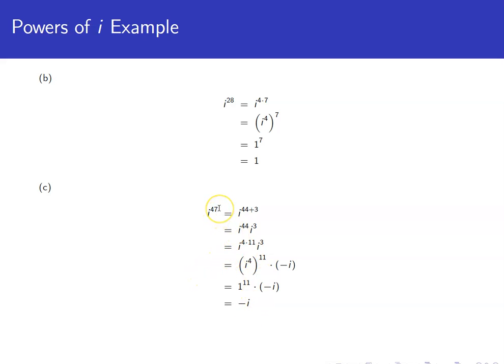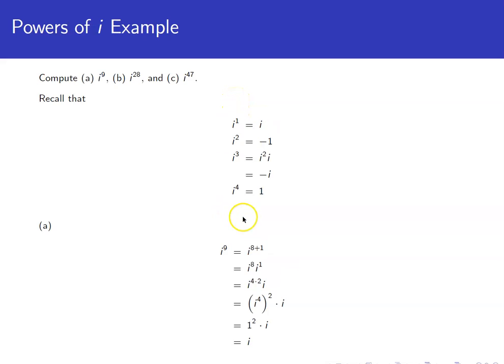Notice again, we could have done this with remainders. If I divide 47 by 4, I get a remainder of 3, so it's the same thing as i cubed. If I divide 28 by 4, I get a remainder of 0, so it's the same thing as 1. And if I divide 9 by 4, I get a remainder of 1, so I get the same thing as i.